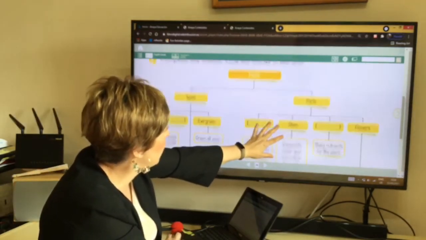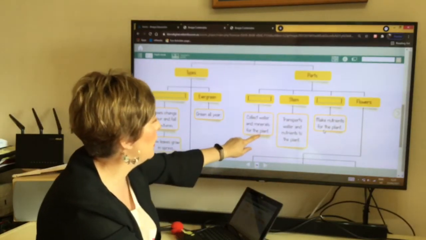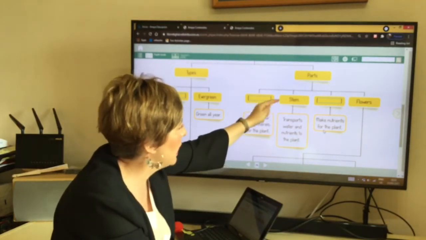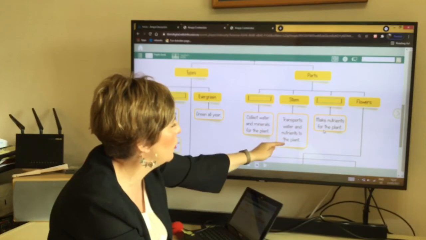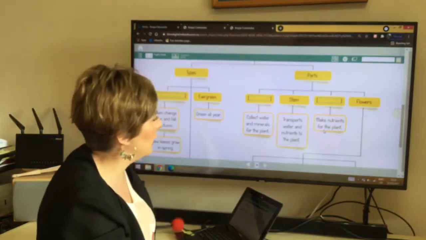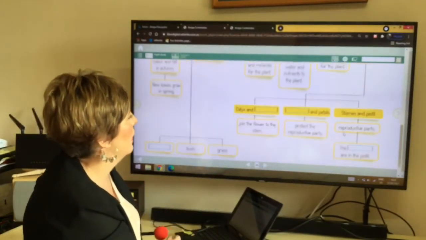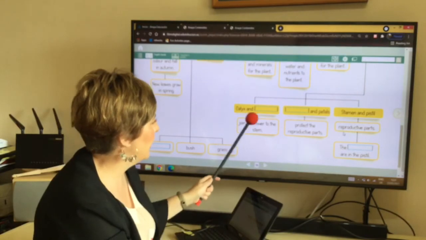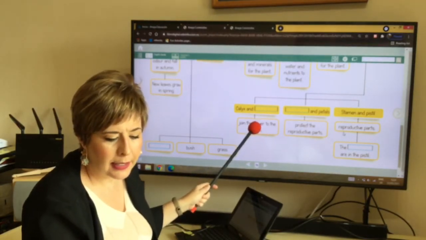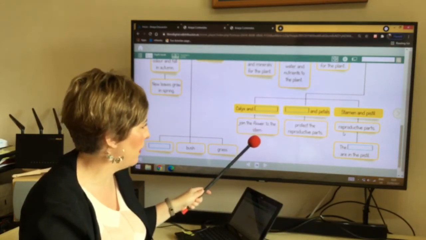Now we go to the second part. Parts of the plant. The root collects water and minerals for the plant. The stem transports water and nutrients to the plant. The leaves and the flowers make nutrients for the plant. The calyx and the sepals join the flowers to the stem.